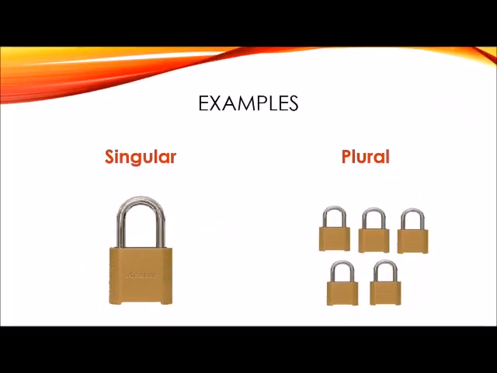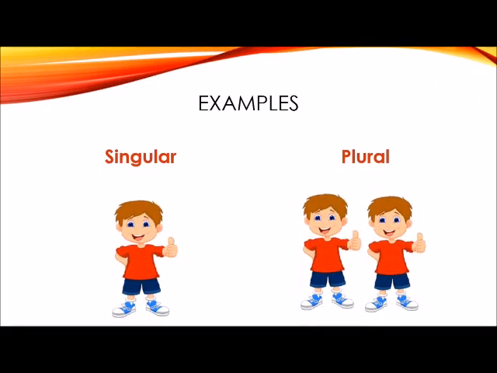Here is another example. There is only one lock in first picture. So it is a singular noun. Means one. In second picture, there are five locks. So what do you think? Which word will be used here? Singular or plural? Yes, plural. Because the locks are more than one. To make it plural, we use s at the end of the singular word. Now it becomes locks.